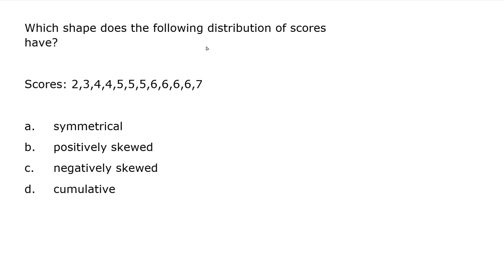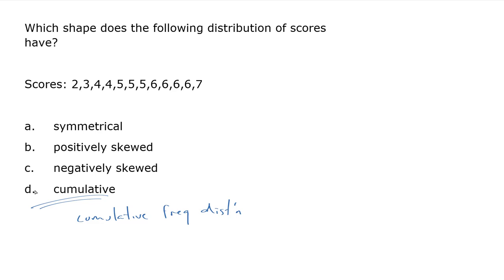Which shape does the following distribution of scores have? Is it symmetrical, positively skewed, negatively skewed, or is it cumulative? Well, it's not going to be cumulative unless we do a cumulative frequency distribution. And nobody's asked us to do that here.